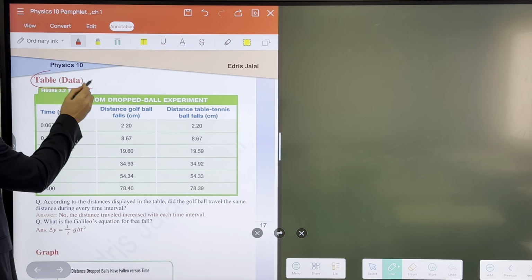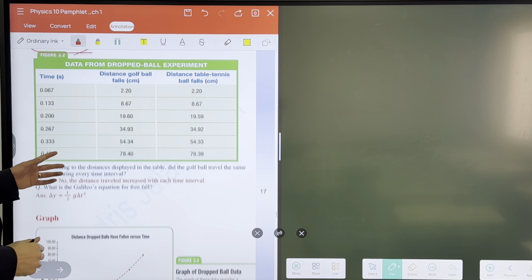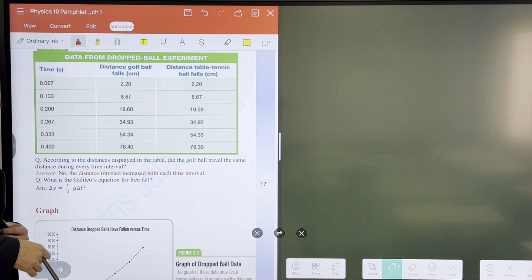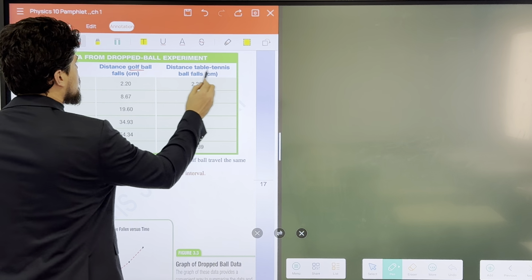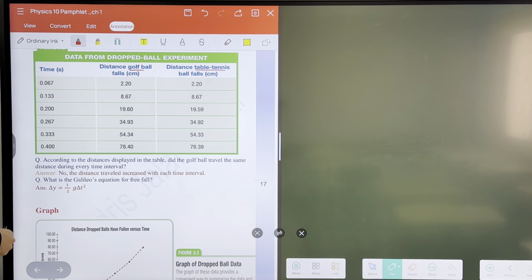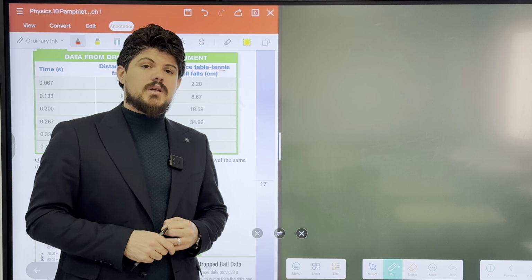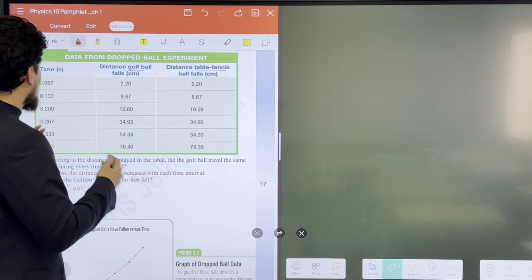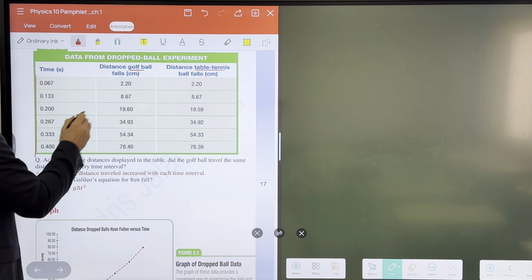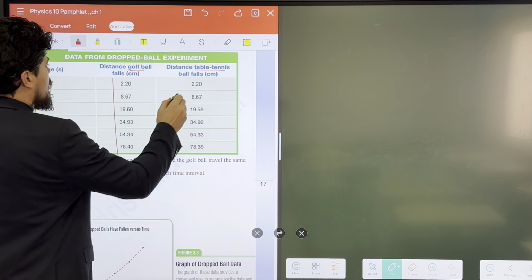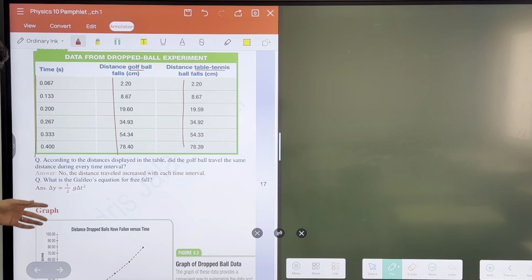This is the table, guys. For example, in the case of the following two objects, a golf ball and a table tennis ball, we need a graph to determine the displacement of each ball and the time taken for these two objects. We have to make a data table, okay? Time, the distance for the golf ball, and the distance for the table tennis ball.